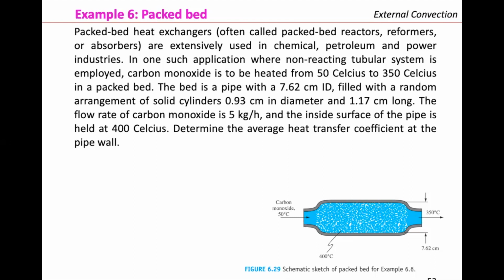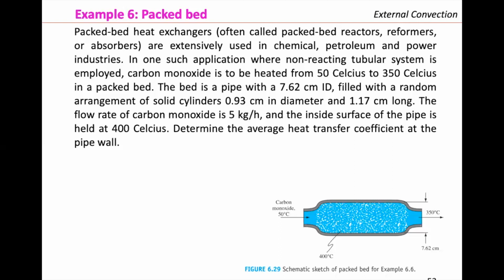The bed is a pipe with 7.62 centimeter inner diameter with a random arrangement of solid cylinders of 0.93 centimeters in diameter and 1.17 centimeters long. The flow rate of carbon monoxide is 5 kilograms per hour, and the inside surface of the pipe is held at 400 Celsius. So those are here in the drawing. And actually it's example 6.6 if you want to follow it in your textbook.